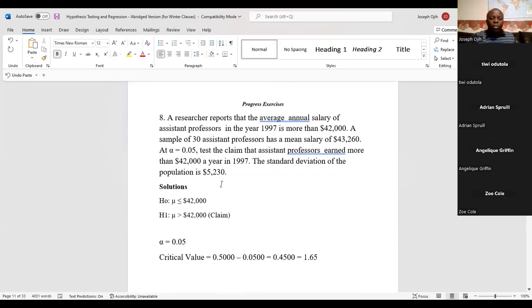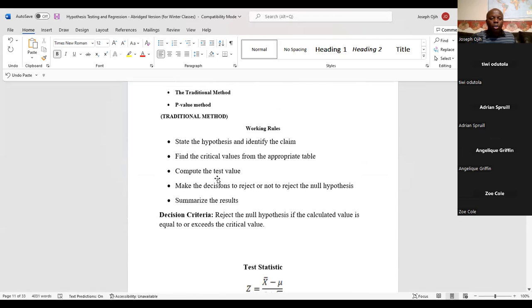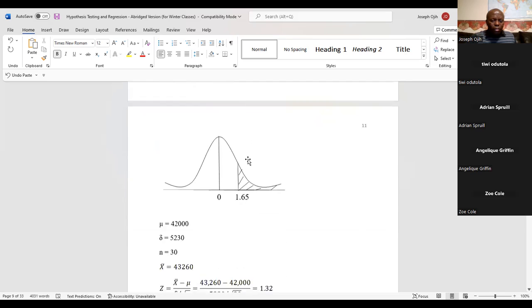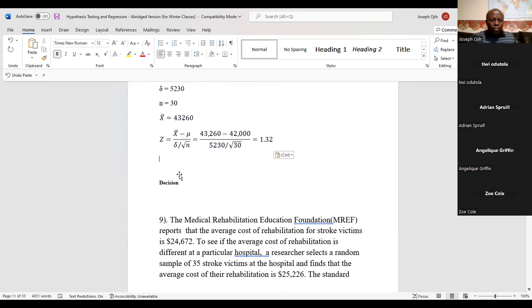Remember, when testing a hypothesis, it is step by step. We have stated the hypothesis and identified the claim. We have found our critical value. We have run the test. Now it's time to make the decision. See our decision here.